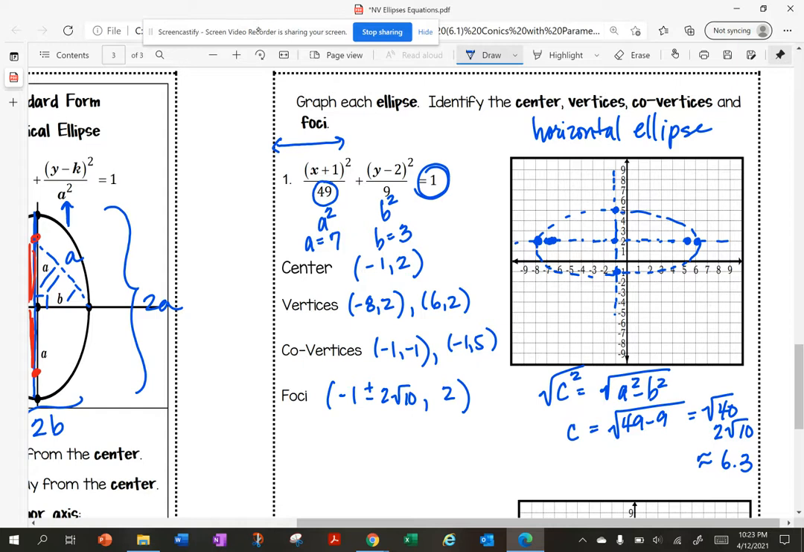If it helps, you can draw in your triangle on one of them and show what everything is. So I know A is the hypotenuse, C is to the foci, and B is on the minor axis. All right, let's do another problem.